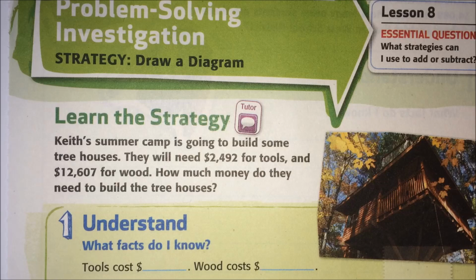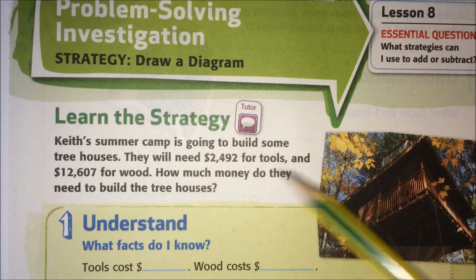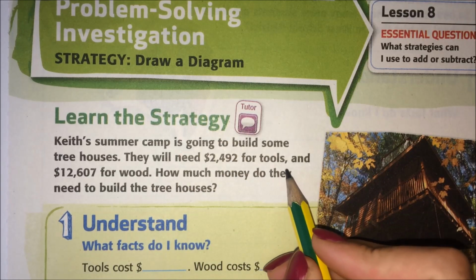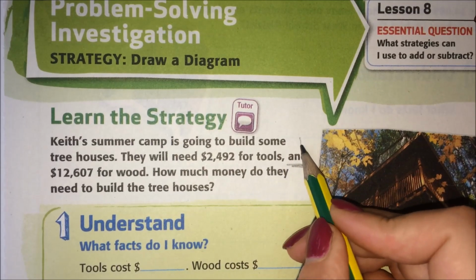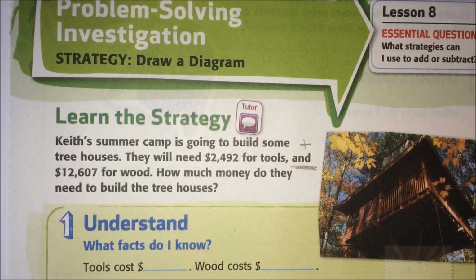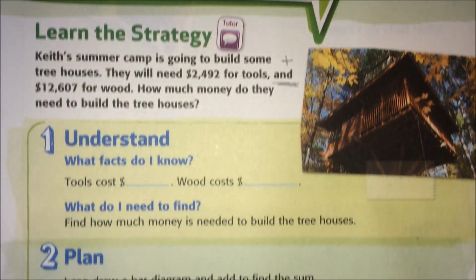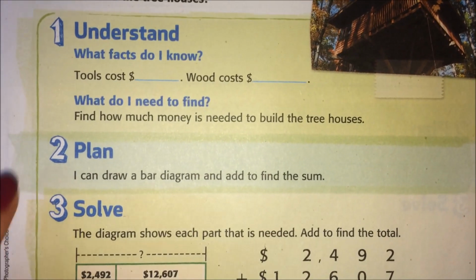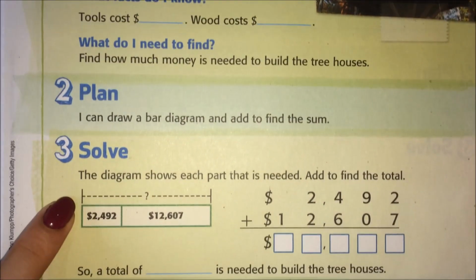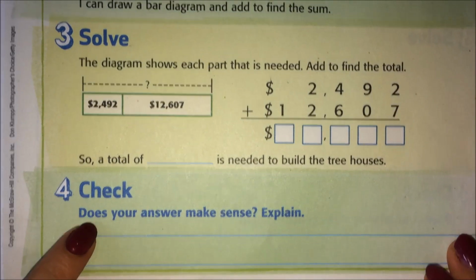Okay, so whenever you're solving a word problem, you need to look for keywords. We're talking about two different amounts, and they use the word and. This much and this much. So this gives us a good clue that this is about addition. Okay, the first step is understand. Second step, plan. Third step, solve. And fourth step, check.